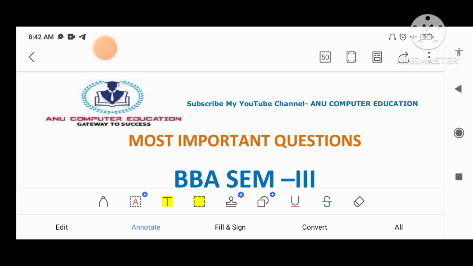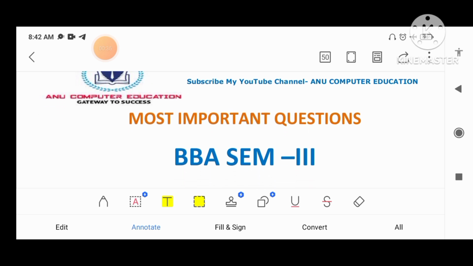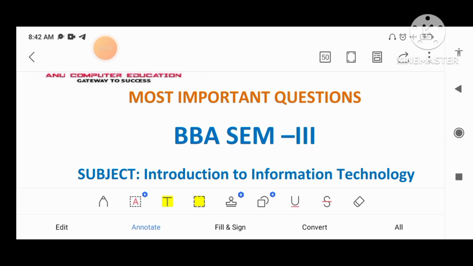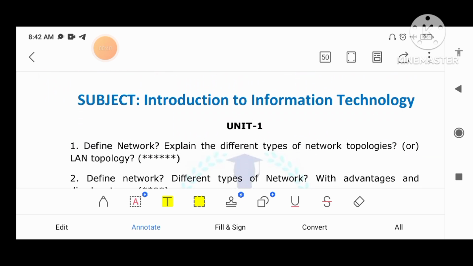So without wasting further time, we are directly entering into the questions. Now the first question in unit 1 is: define network, explain the different types of network topologies. So what you have to write here: network means an interconnection between two or more computers is known as network.